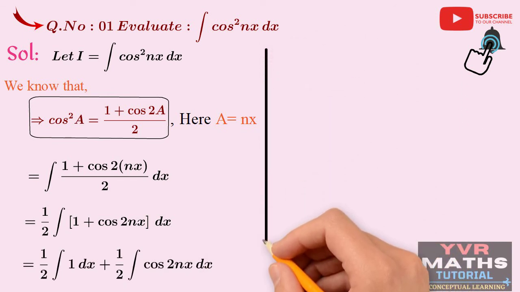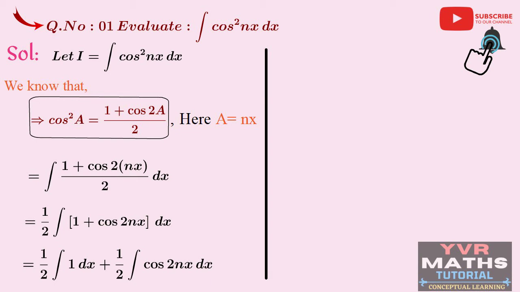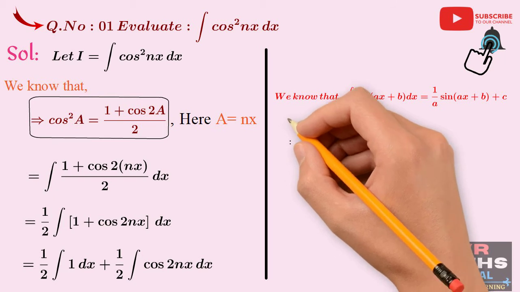If you observe here, the integral of the first part is x. The second part is clearly in the form of integral cos of ax plus b dx. We know the formula for integral cos of ax plus b dx. So based on these formulas, what will we get? See here the next step.